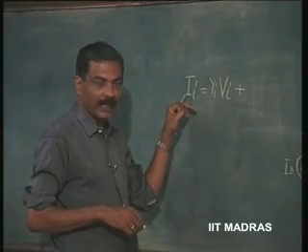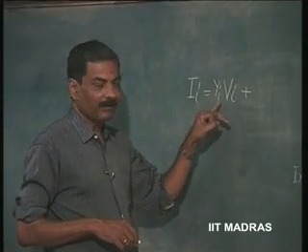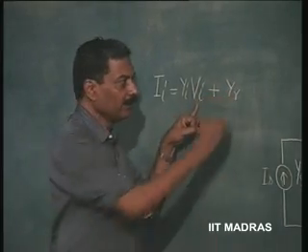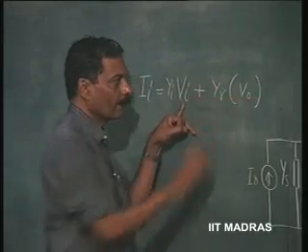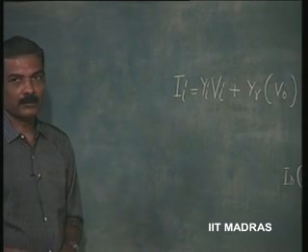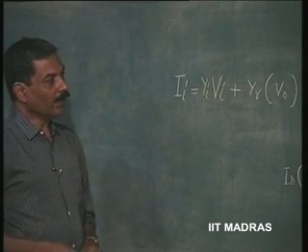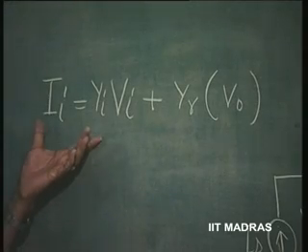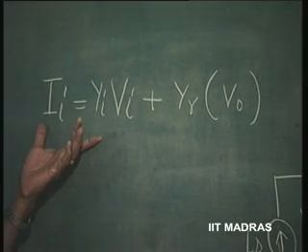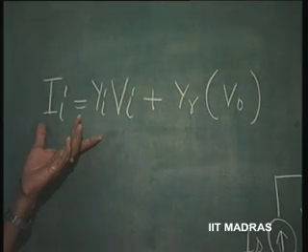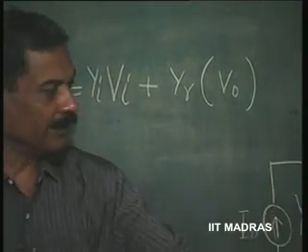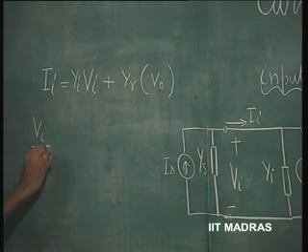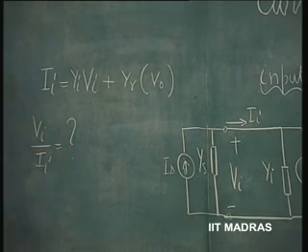Same equation is taken, II is equal to Yi Vi plus Yr into V naught. Now, I would like to indicate here that I would like to find out what is the input impedance at the input of the amplifier. What is defined as Vi by II. Well, how much is this? This is the input impedance.